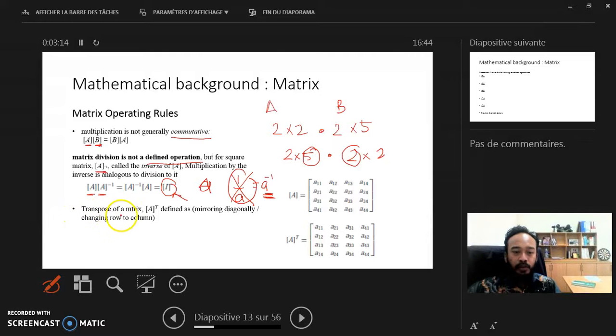And then the last thing is what we call a transpose of a matrix. A transpose of a matrix, noted by A to the power T, is defined as mirroring the matrix diagonally, which means changing rows to columns. All the rows change into columns. That's what a transpose of a matrix is. So we stop for now and we'll continue in part three.